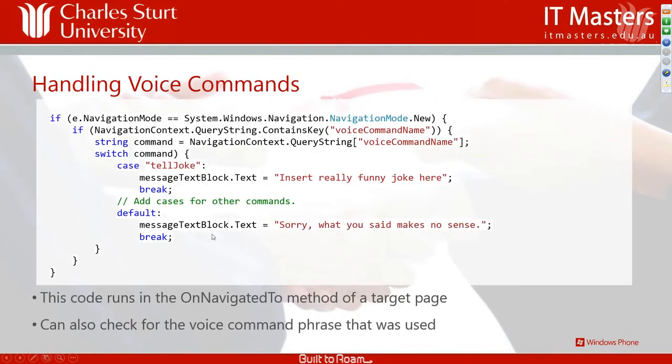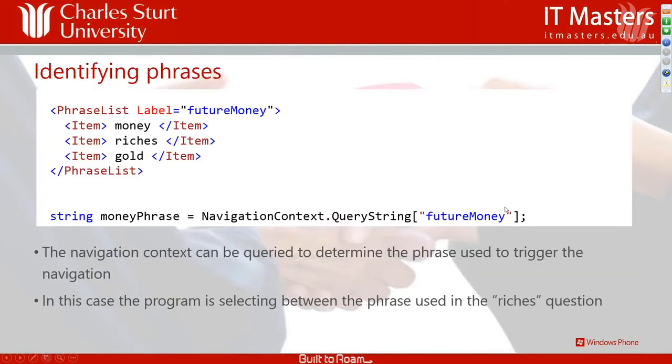So here is a bit of code just providing an example of how we handle the command as it comes in. So basically we're looking for the voice command name and actually processing that to determine what type of output we're going to provide back to the user. This is just an example of how you can actually then pull out the phrase list. Okay, so again that gets passed in as a query string parameter, and actually we can pull that out, what the user said or the option that the user specified.